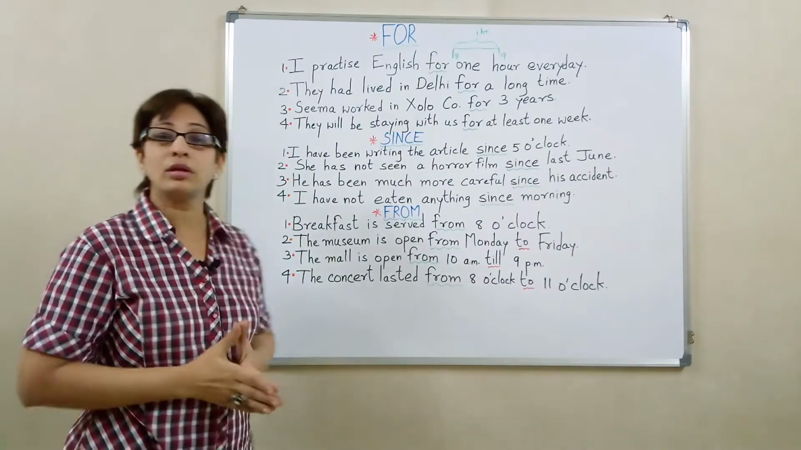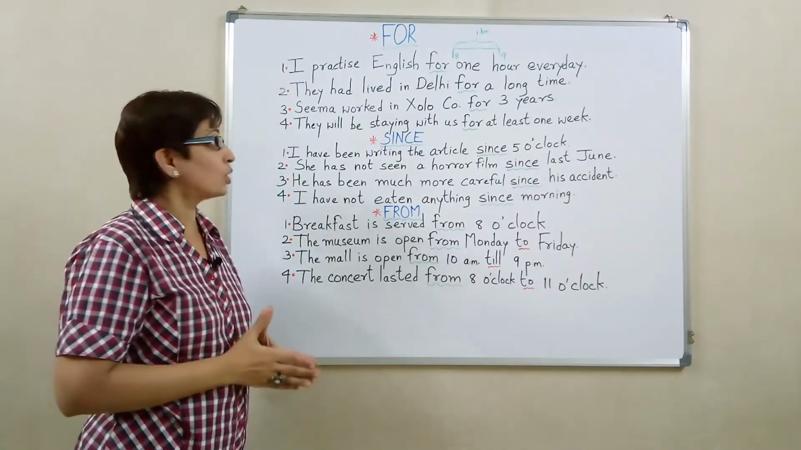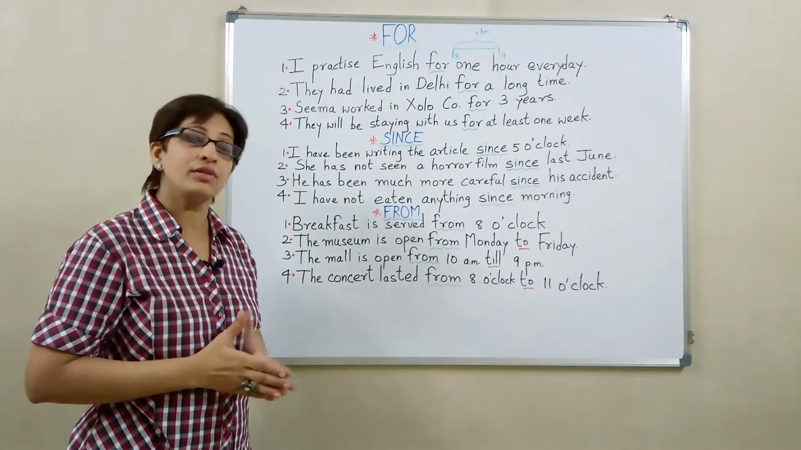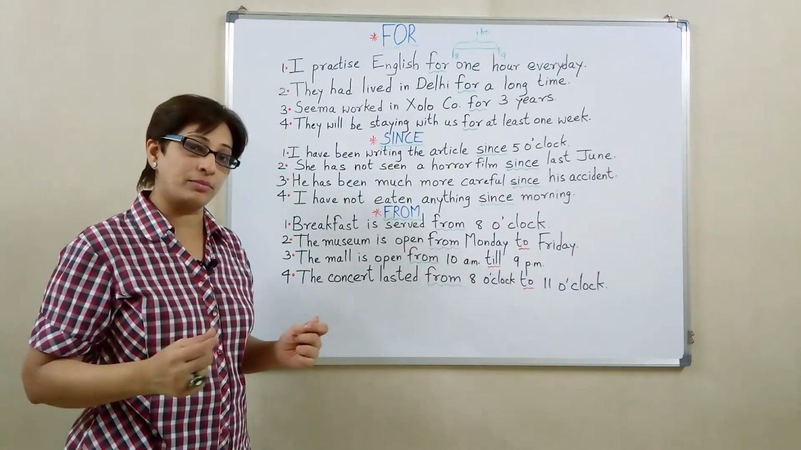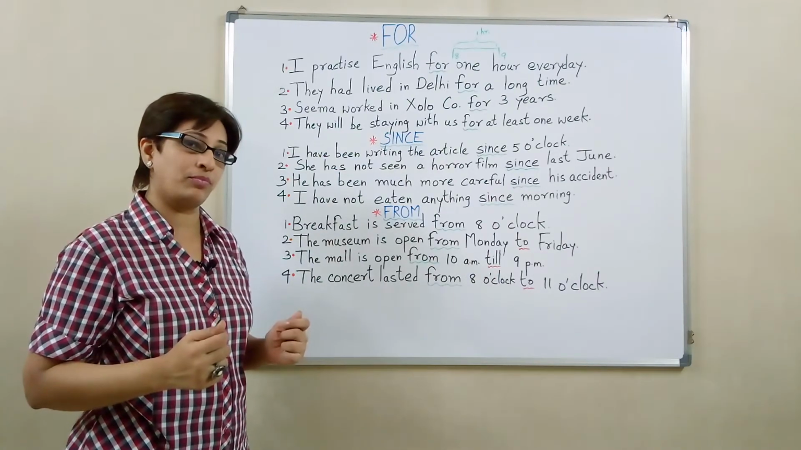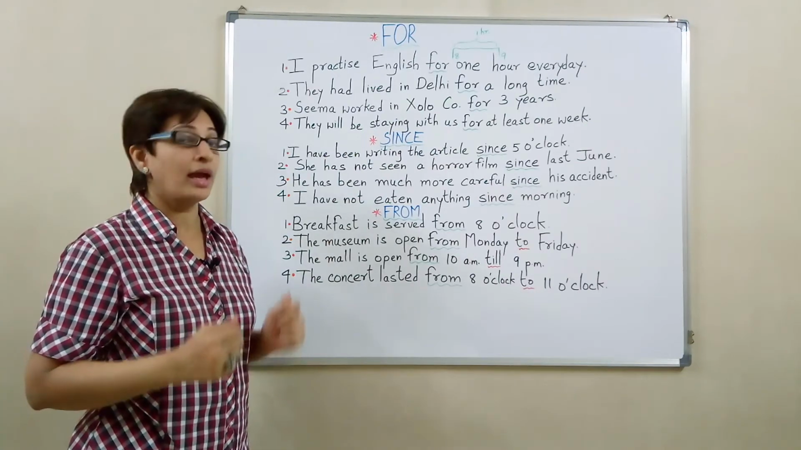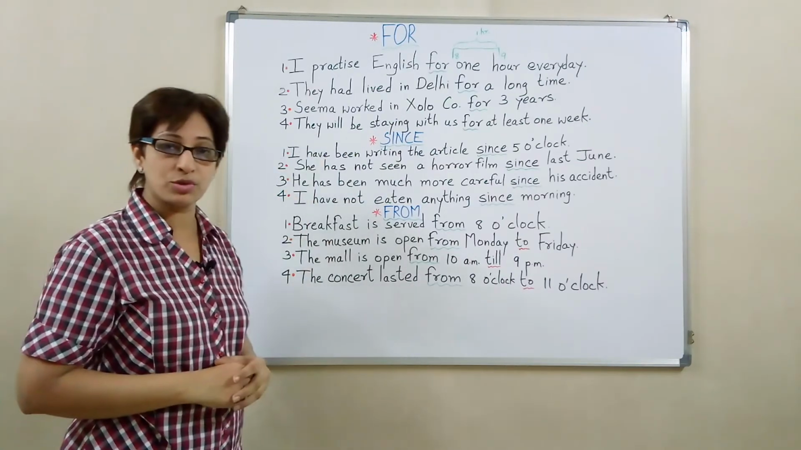Here we are talking about the number of years she has worked in the company. So again we are talking about the length of time, the duration of time she had worked in the company, and which is why we are using the preposition for.